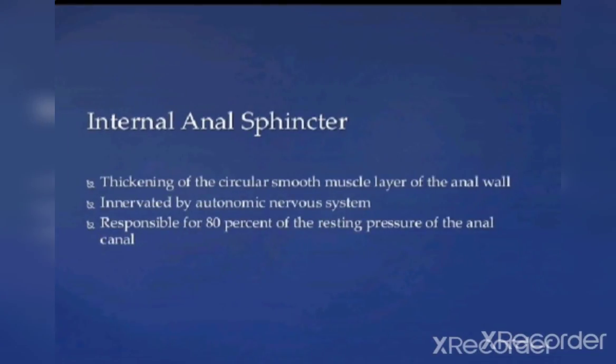Now, the internal anal sphincter is the thickening of the circular smooth muscle layer of the anal wall, innervated by the autonomic nervous system. This internal anal sphincter is responsible for 80% of the resting pressure of the anal canal.